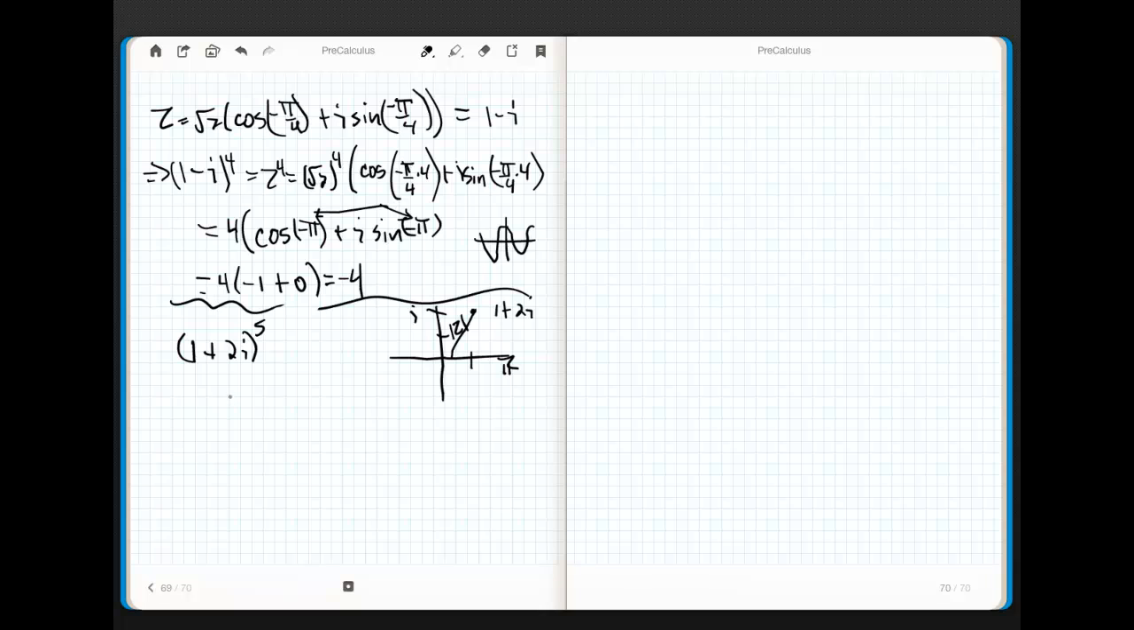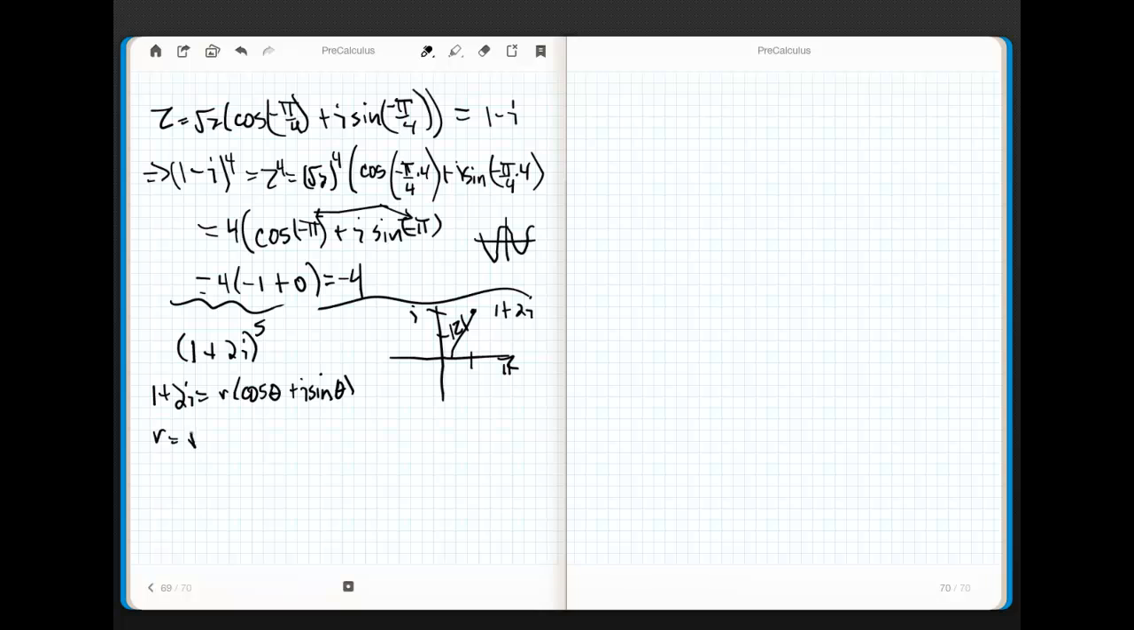Now, what's the first thing that we need to do? The first thing is to rewrite this guy. I want to take 1 plus 2i and turn it into r times cosine of theta plus i sine of theta. That's what I want to do first. So I need to figure out what r is, how long that thing is.